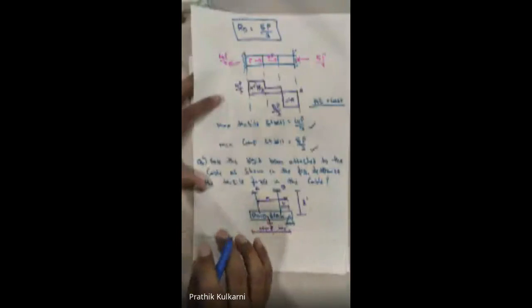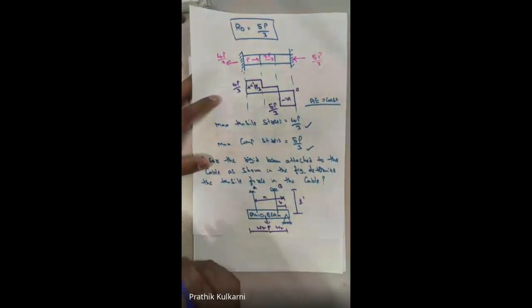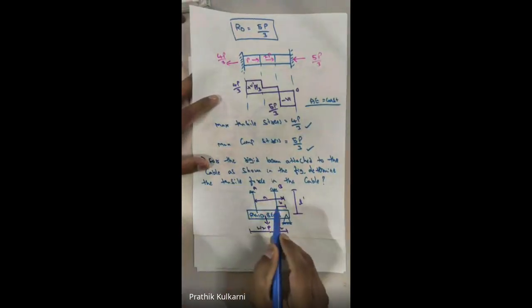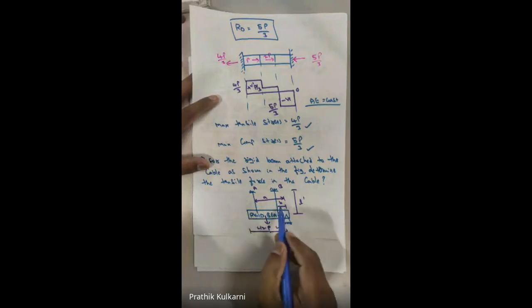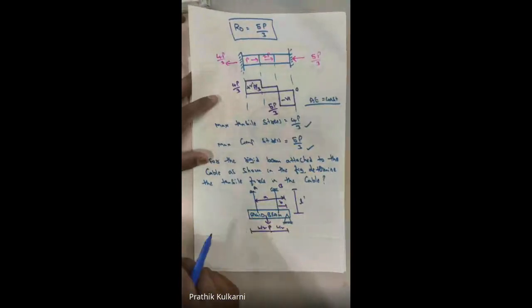Seeing this problem, many students say, sir, we don't want to do such types of problems. No, what is he asking? This is your cable A, this is your cable B. Fine. This is your cable A and this is your cable B. These are your two cables. Now in this cable he is asking you to find out what is the tensile force in the cable due to the rigid beam.